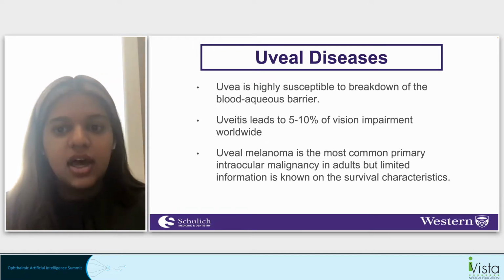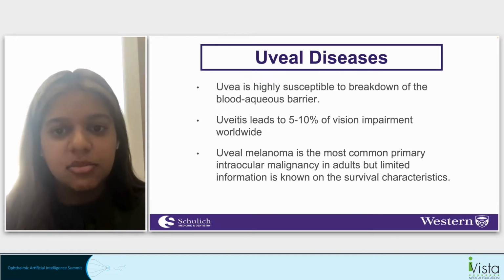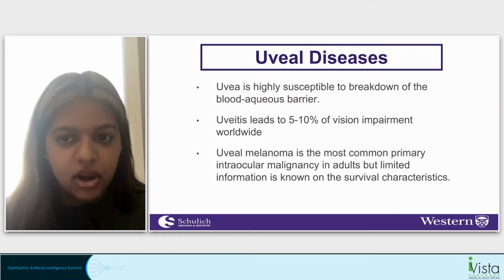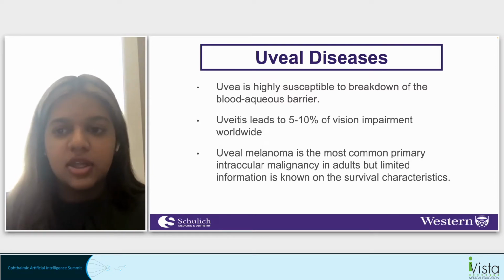The uvea of the eye is a highly vascular structure, making it very susceptible to breakdown of the blood-aqueous barrier and vulnerable to the inflammatory response in case of various diseases. In this review, two major types of uveal diseases were studied, uveitis and uveal melanoma. Uveitis is a common sight-threatening disease that leads to 5 to 10% of vision impairment worldwide, whereas uveal melanoma is the most common primary intraocular malignancy in adults. It has been suggested in many studies that there are several markers that can predict the prognosis, pathogenesis, and treatment outcome of a disease.